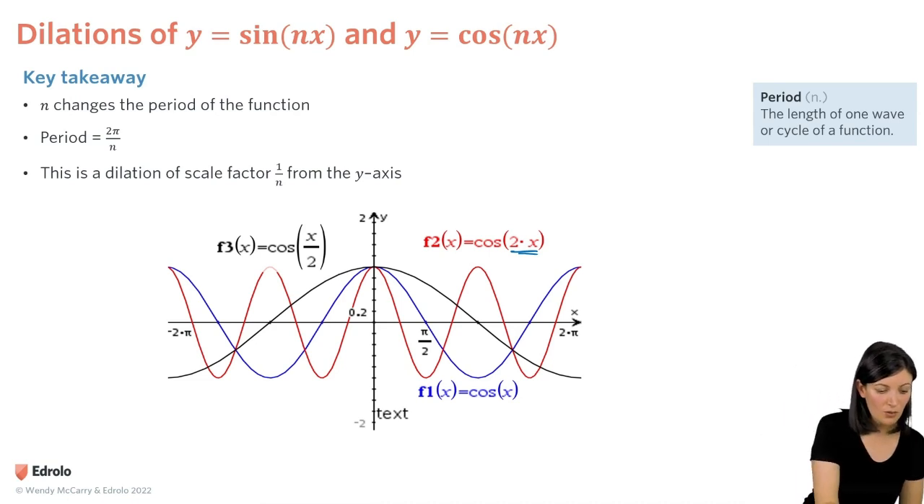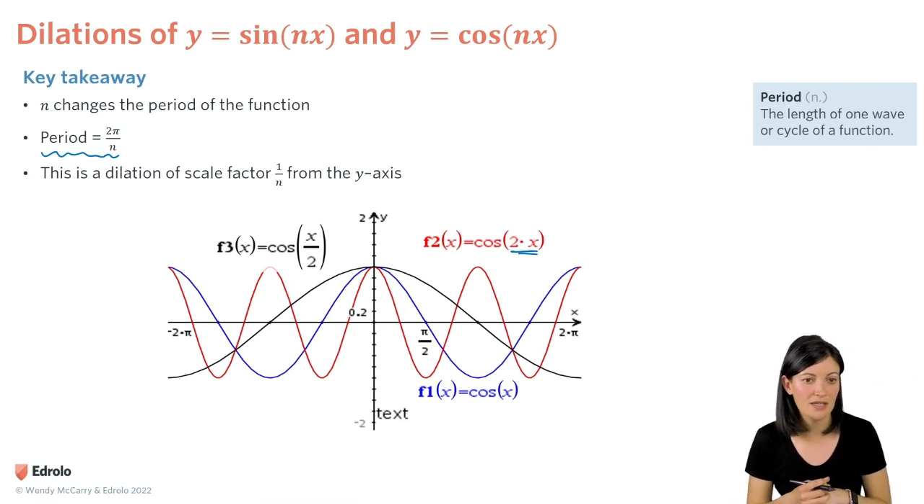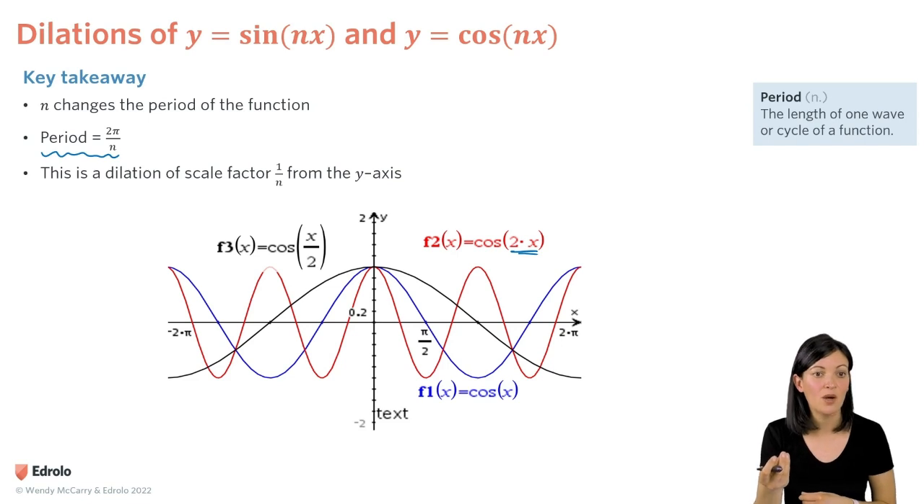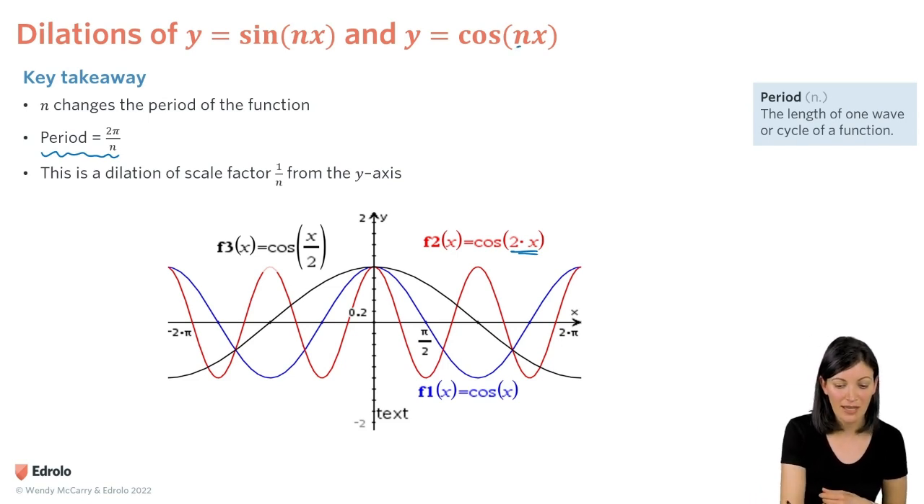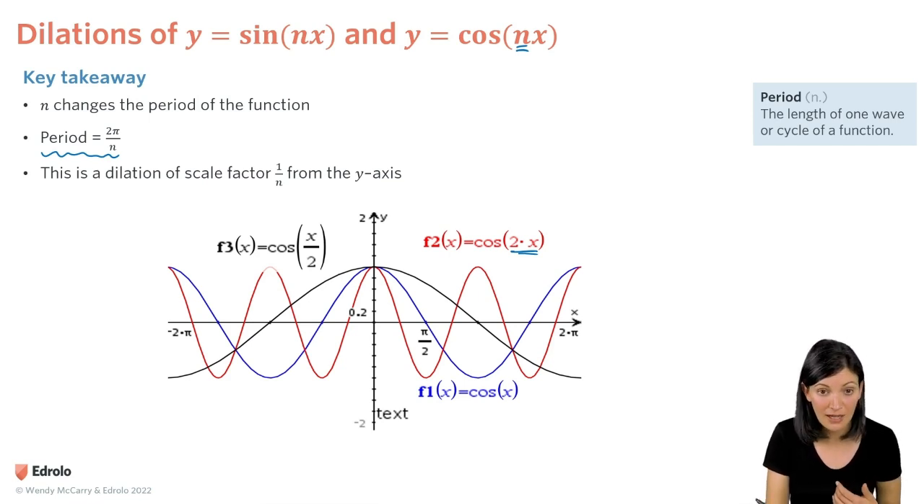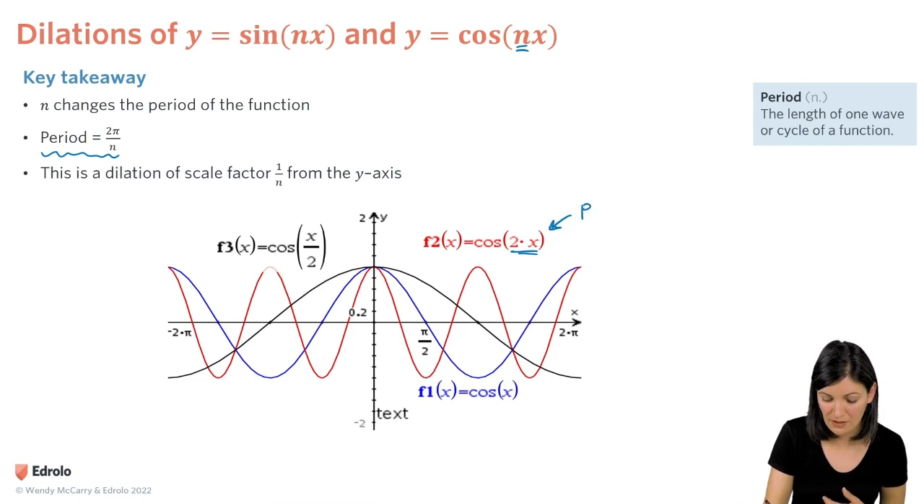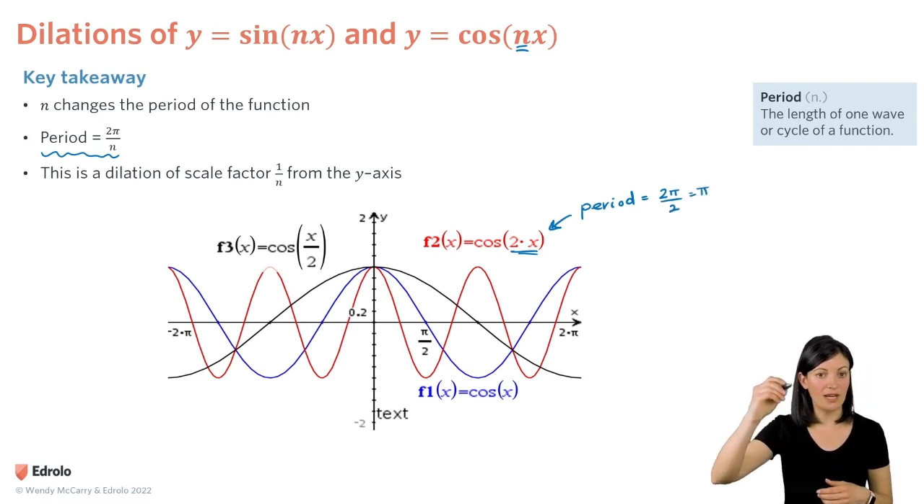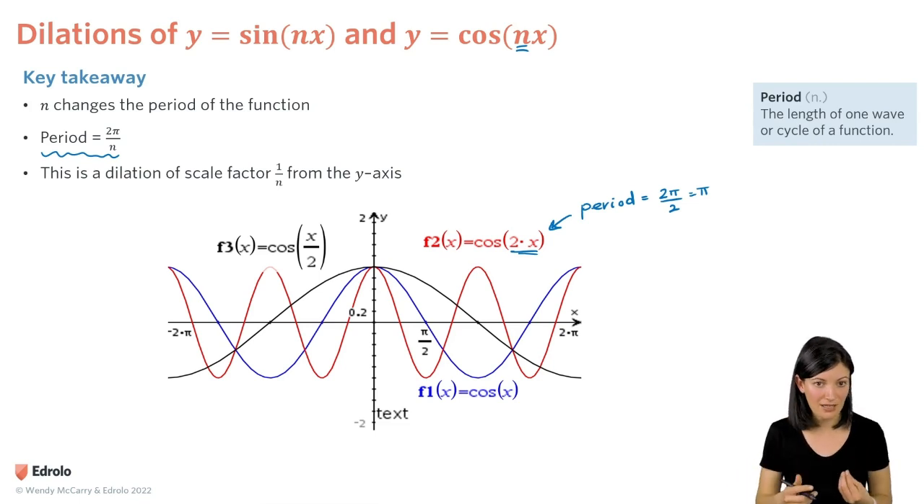Okay, so the way that we find out the period of any of our graphs is we say it's normally 2 pi and we divide it by whatever the value of n is. Okay, so again, in this case here, the period of cos of 2x would be 2 pi divided by 2, which is pi. So that means my graph now repeats every pi radians, okay?